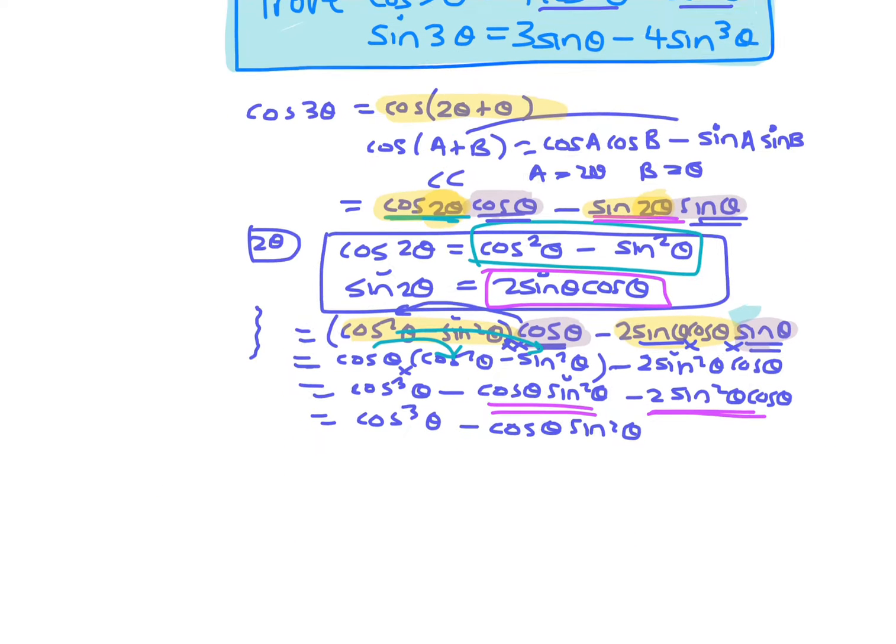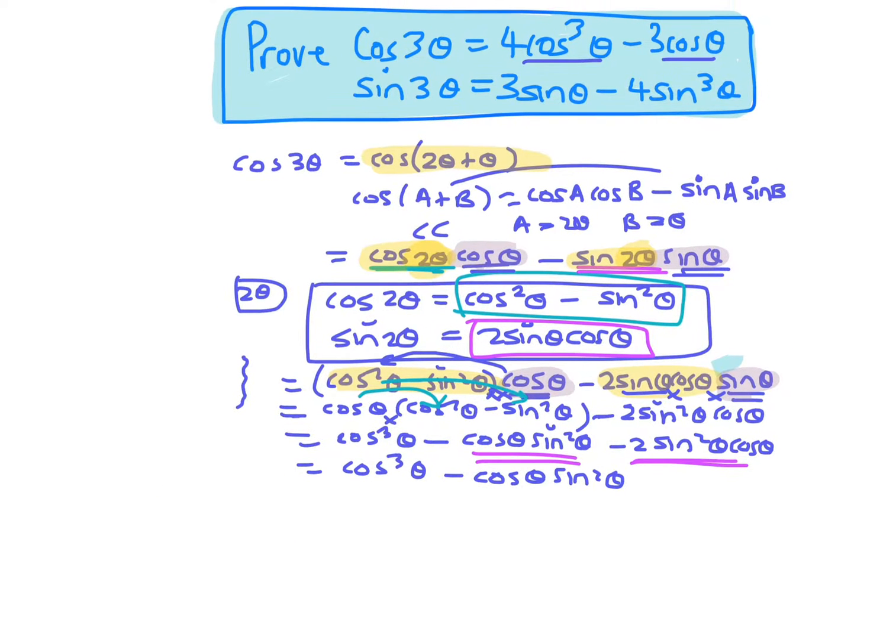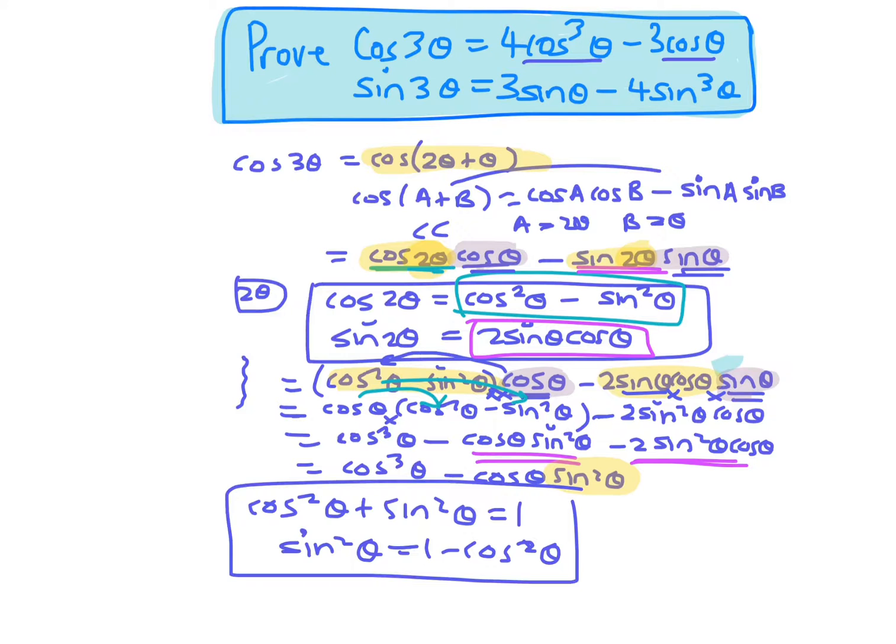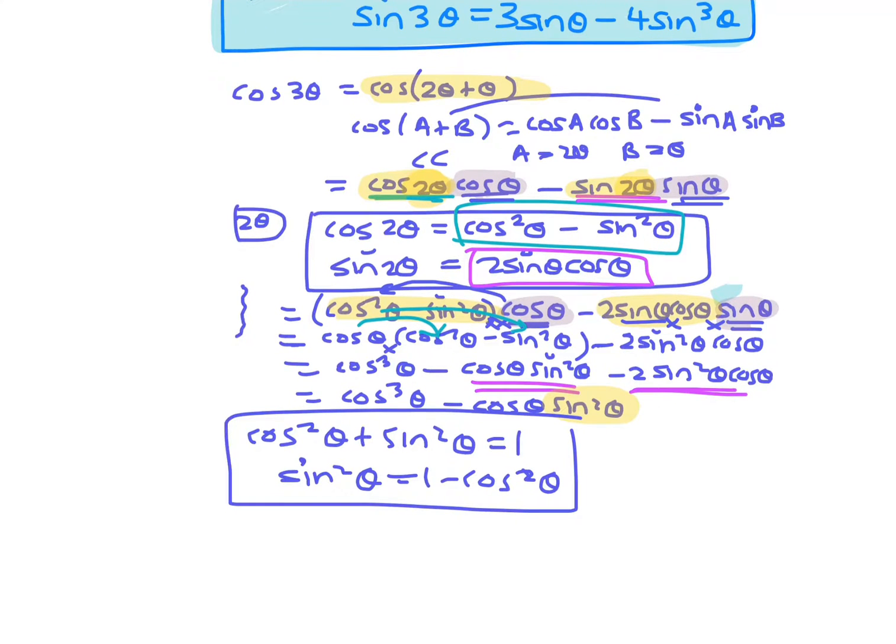Now if you have a quick look at what we're trying to get this to, you can see it's all in terms of cos. So the only thing that we have to get rid of now is that sine squared there. So now we go to our Pythagorean identity, cos squared plus sine squared equals 1, and we rearrange it so we have sine squared theta equals 1 minus cos squared theta. Okay, and we replace our sine squared theta with 1 minus cos squared.